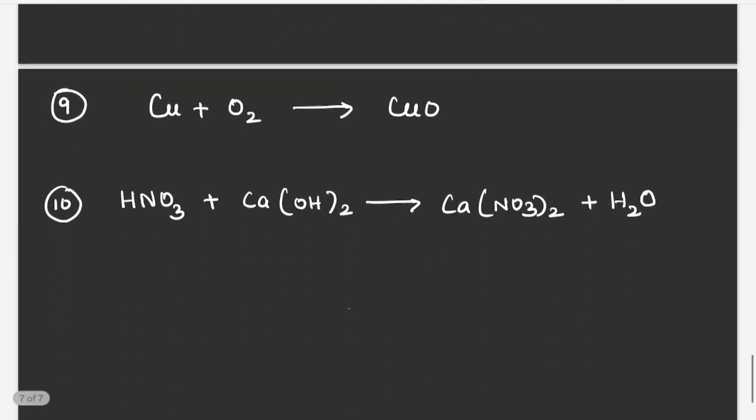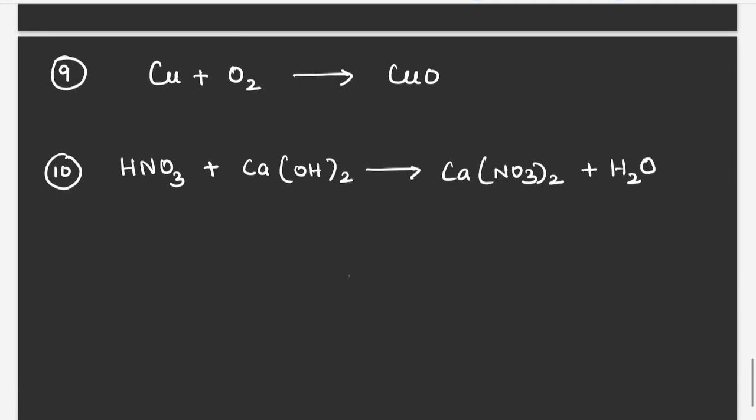So next question. Next is copper reacting with oxygen to form copper oxide. So here copper is the metal. So see how many copper are present on both sides. 1 and 1. It is balanced. Next is oxygen. So oxygen is 2 and here we have 1. So therefore we have to balance this.